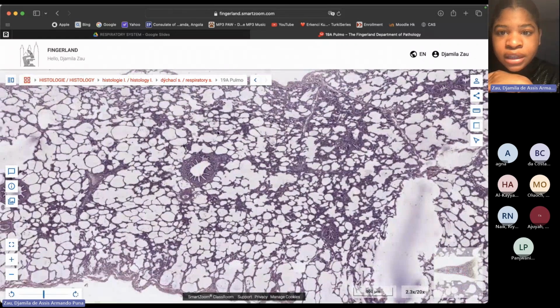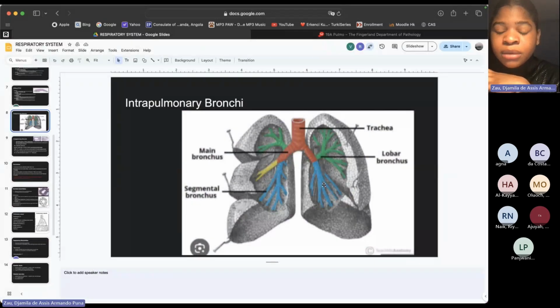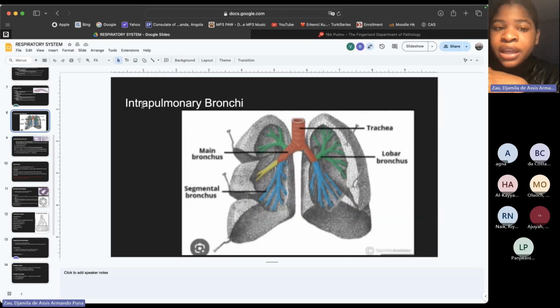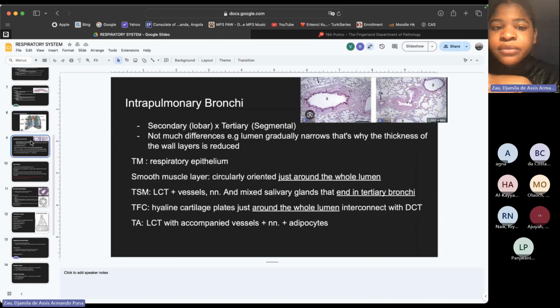And then you're going to see some structures that look different, which are going to be either the main bronchus, the lobar bronchus or the segmental bronchus. I'm not sure if you guys have a slide where, if I remember correctly, you could see the main bronchus. So we're going to talk about the intrapulmonary bronchi. The word intrapulmonary means we're going to talk about the bronchi that are inside the lung that you're going to see in your lung slide.